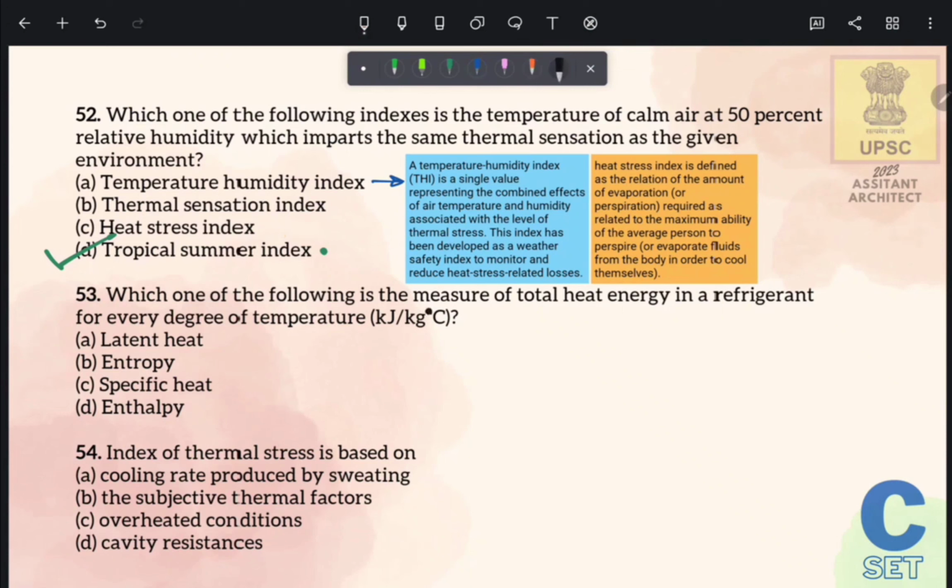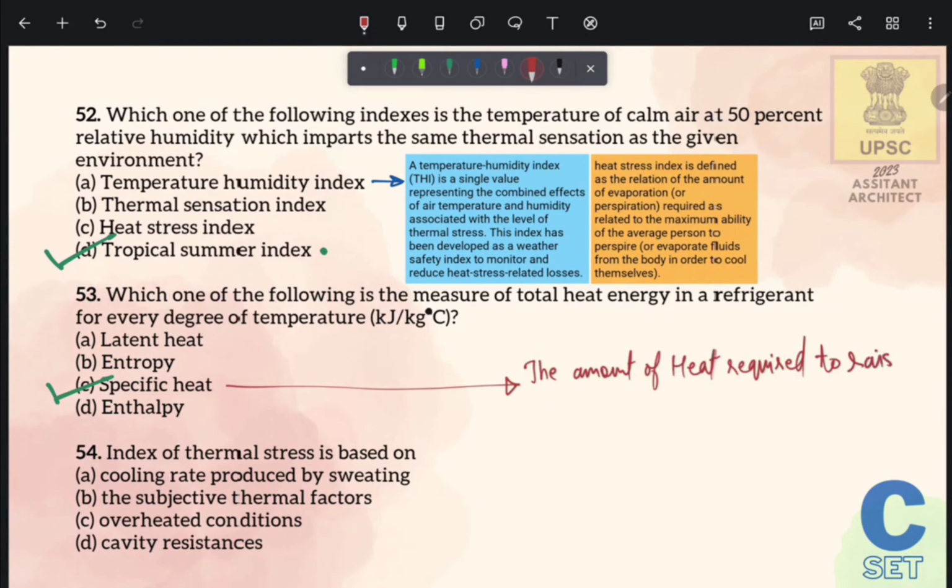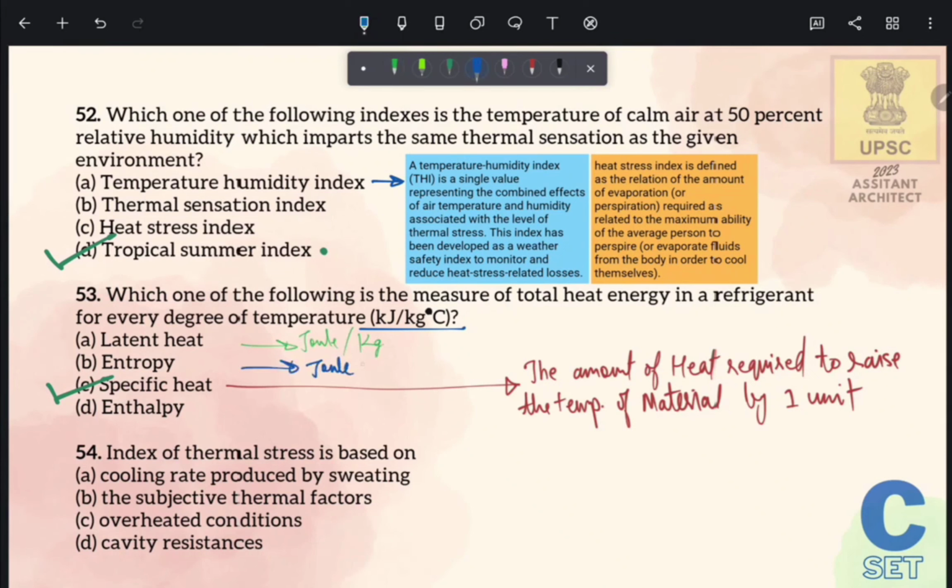Question number 53 is which one of the following is the measure of total heat energy in a refrigerant for every degree of temperature? The correct answer of this question is option number C, specific heat, which means the amount of heat required to raise the temperature of a material by 1 unit, and its unit is kilojoule per kg degree Celsius, whereas the SI unit of latent heat is joule per kg, for entropy is joule per Kelvin, and SI unit of enthalpy is joule per kg.